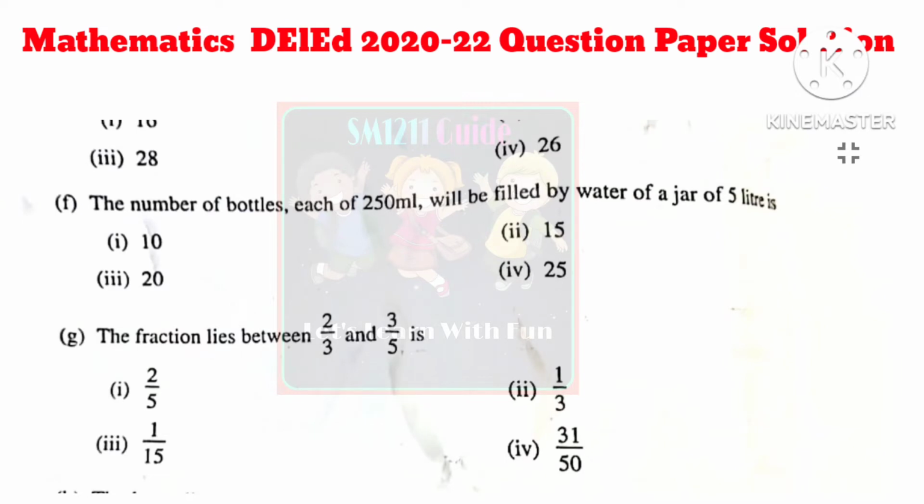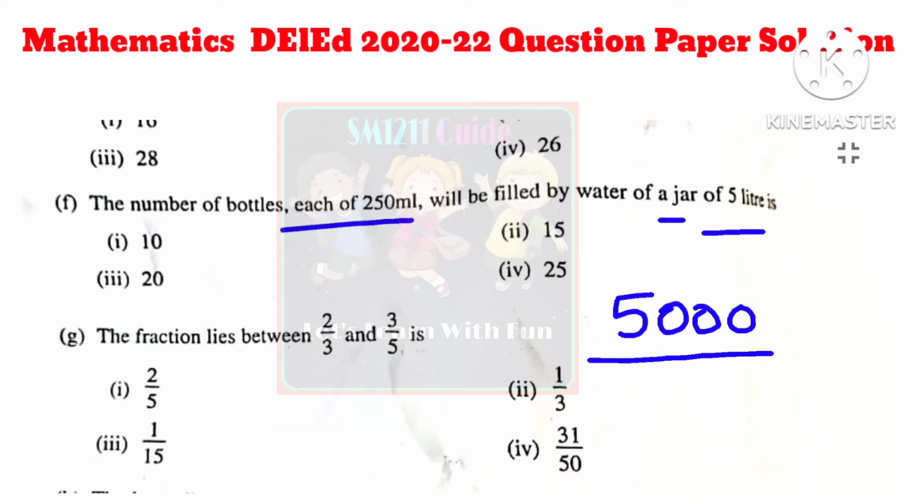The sum: bottles, each of 250 ml, will be filled by water from a 5 liter jar. So the jar is 5 liter, which means the total quantity of water is 5 liter. If you convert 5 liter into milliliter, you will get 5 into 1000, that is 5000 milliliter. This is the total water contained in the jar. That total quantity must be divided into 250 ml so that you can get the number of bottles, because each bottle is 250 ml.